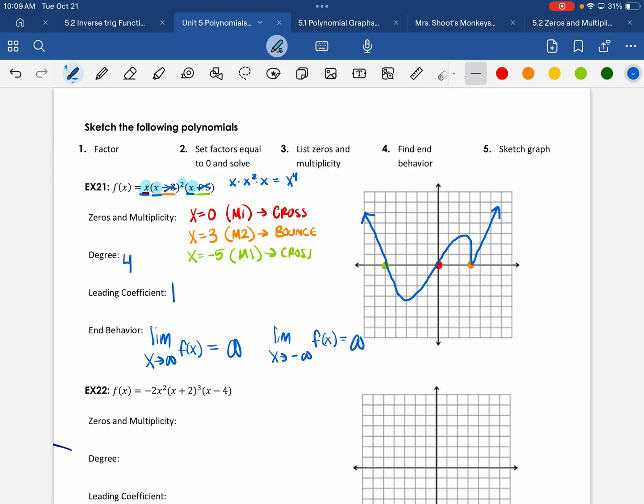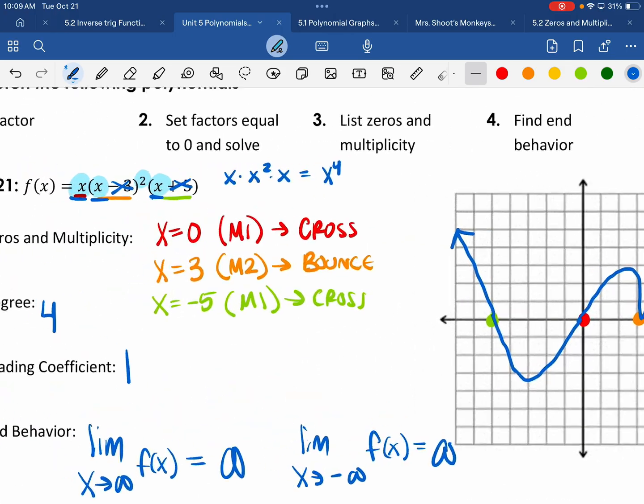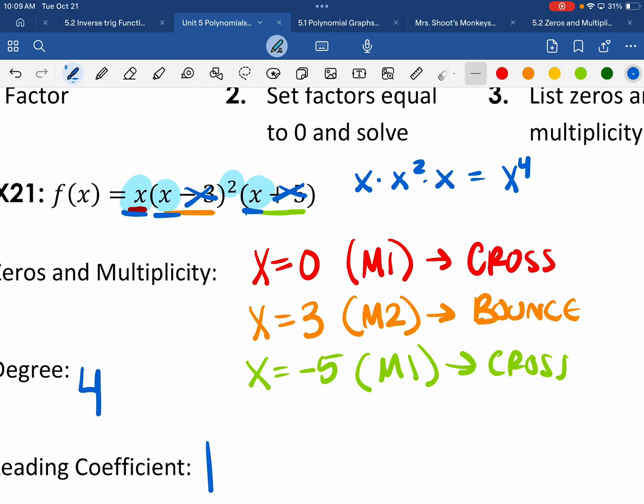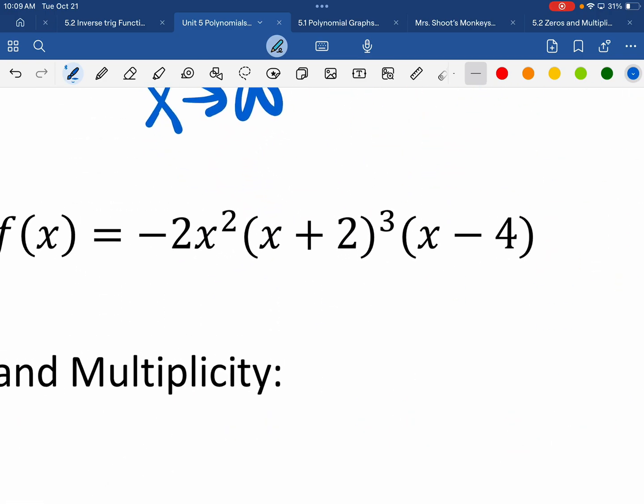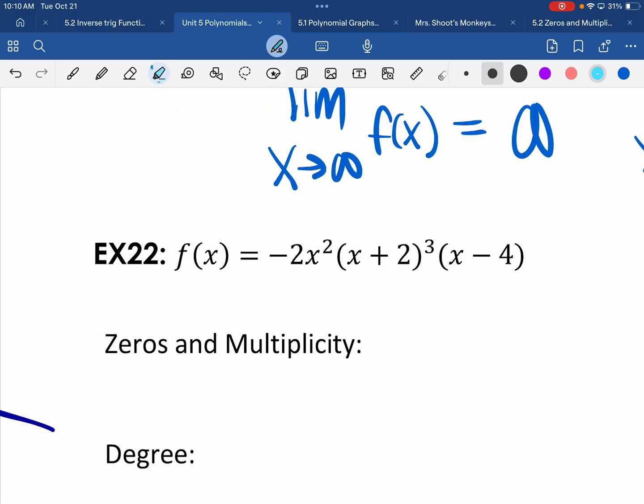So to find the degree, we just combine all the x's. Unless there's parentheses, then we would combine all the x's. Yes. When there's not, we just look at it. Yep. Okay. All right, so let's do the next one.